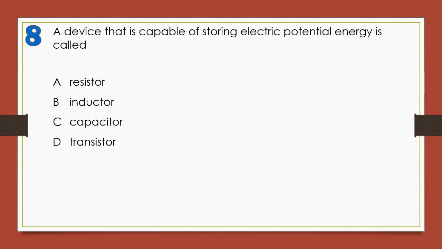Okay, for question number 8, a device that is capable of storing electric potential energy is called. This is actually another function of the capacitor. Instead of storing charge, it can also store electric potential energy. Because of that, the device is called a capacitor.